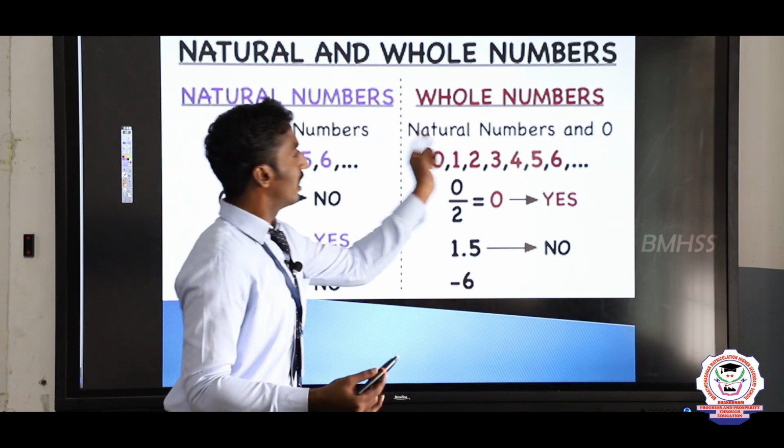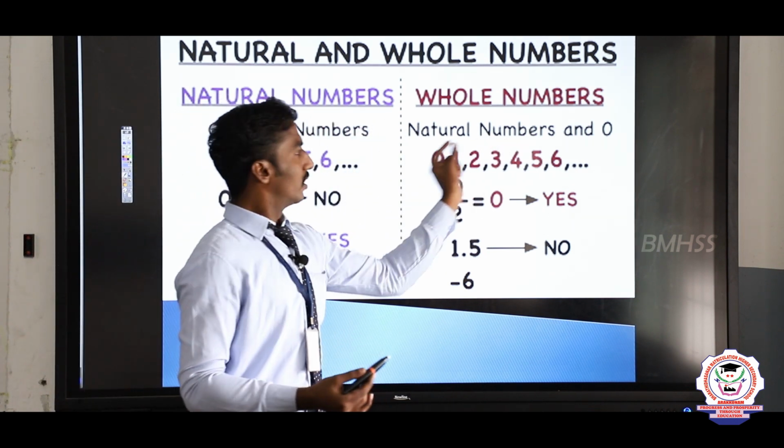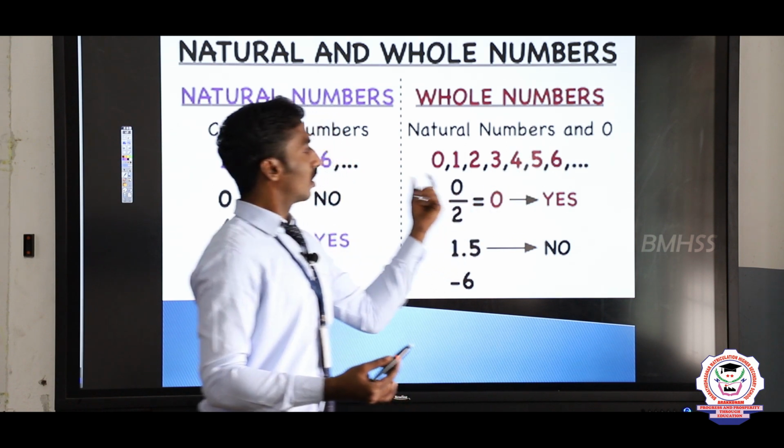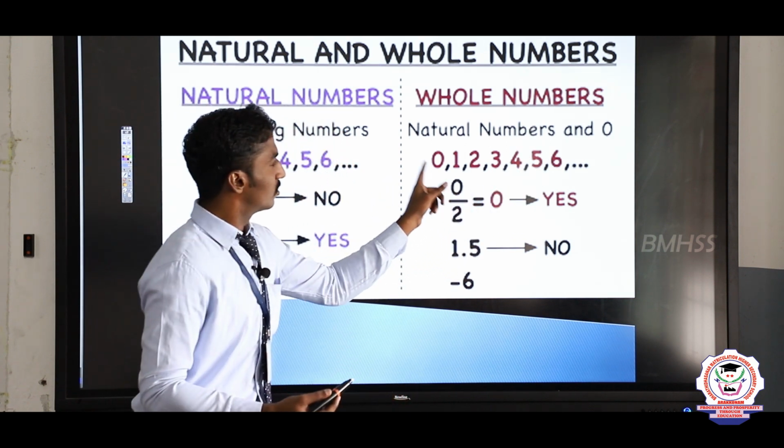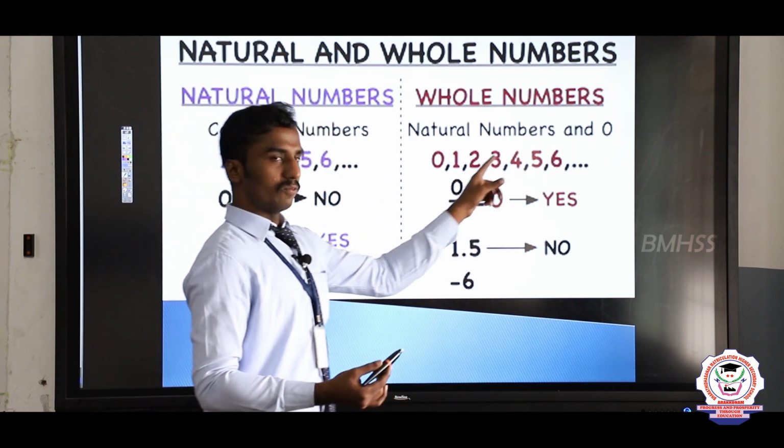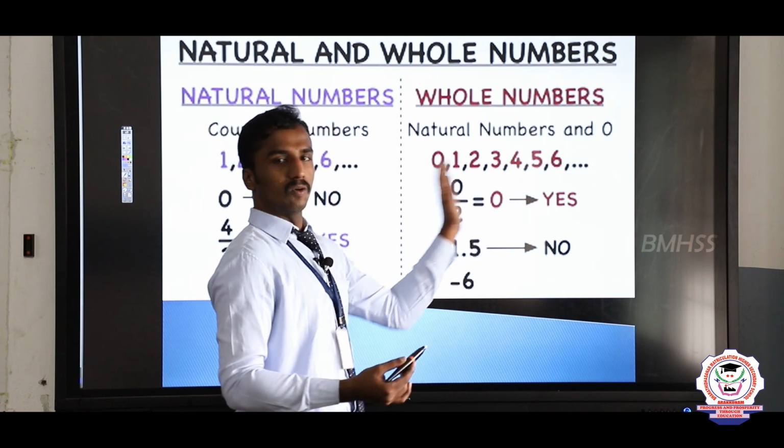Whole numbers means natural numbers and 0. Natural numbers and 0. So counting numbers that start with 0: 0, 1, 2, 3, 4, 5, 6. These are the whole numbers.